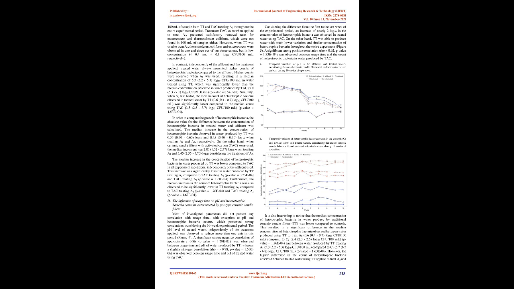This increase was significantly lower in water produced by TT treating A2 compared to TAC treating A1, p-value equals 3.25 times 10 to the power of -4, and TAC treating A2, p-value equals 1.71 times 10 to the power of -4. Furthermore, the median increase in the count of heterotrophic bacteria was also observed to be significantly lower in TT treating A1 compared to TAC treating A1, p-value equals 1.76 times 10 to the power of -4, and TAC treating A2, p-value equals 1.67 times 10 to the power of -4.